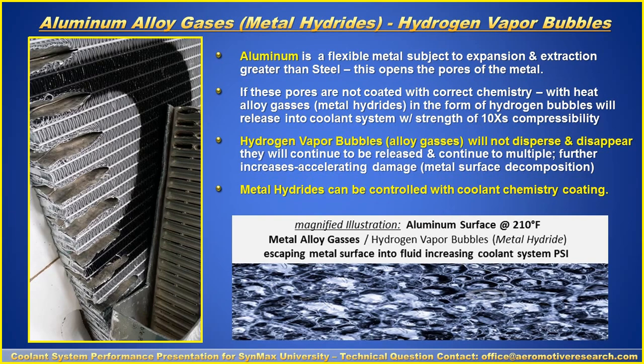All right? Here's why. Once the hydrogen vapor bubbles or alloy gases are released, they will not disperse and they won't disappear. They will continue to be released and continue to multiply, further accelerating the damage and decomposition of the metal surface. But metal hydrates can be controlled with a proper coolant system chemistry coating on there.